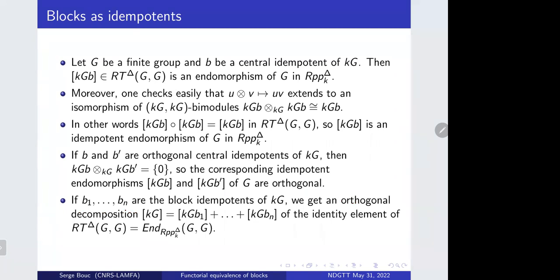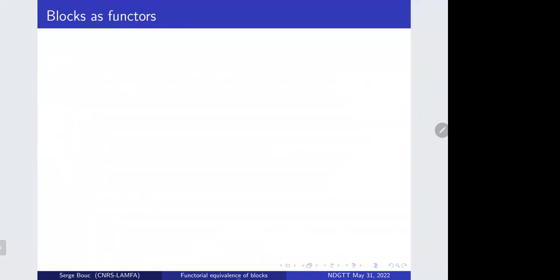And what is interesting, of course, is that even if the block idempotents are primitive in the center of kG, they are no longer primitive in general in the endomorphism algebra of the group G in that category. And this is what we will see in a short while. So there are also natural functors associated to these blocks, which are direct summands of representable functors.